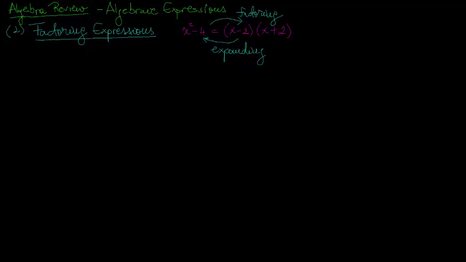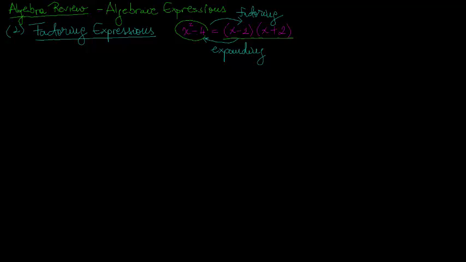We continue our algebra review by learning how to factor different algebraic expressions. So far we've been focusing on learning how to expand an expression. Namely, we started on the right hand side of this example with the parentheses (x - 2)(x + 2). We multiplied them out and obtained the expanded form x squared minus 4.